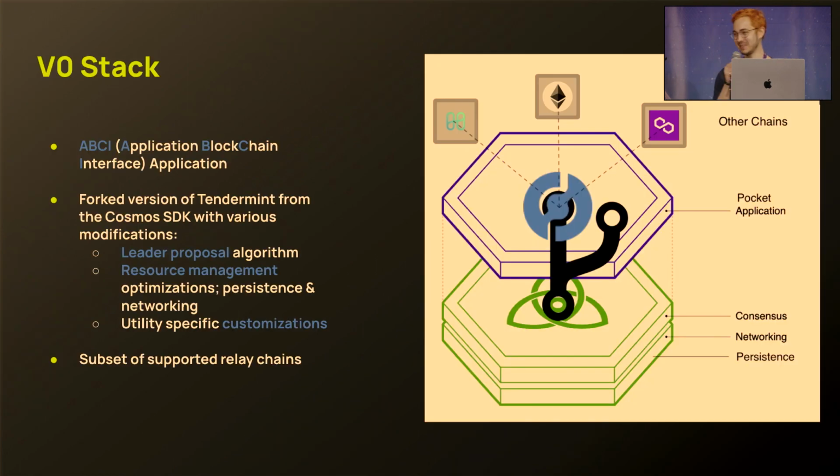Well, it's actually very simple. I can tell you what's in your Pocket. What's in your Pocket is an ABCI application, and all that means is that we're built on top of Tendermint, and we use the interface that Tendermint exposes in order to leverage their consensus engine along with their peer-to-peer and persistence layer.